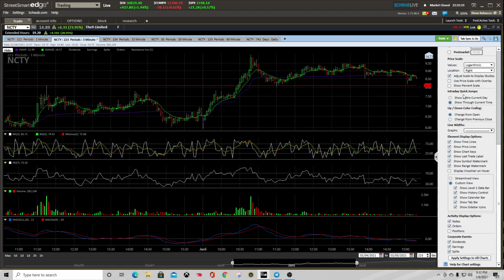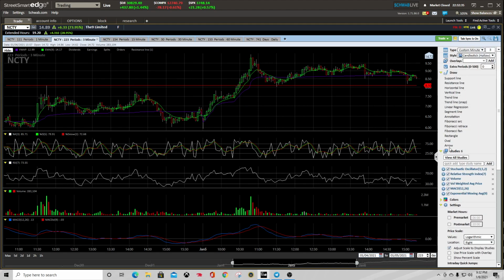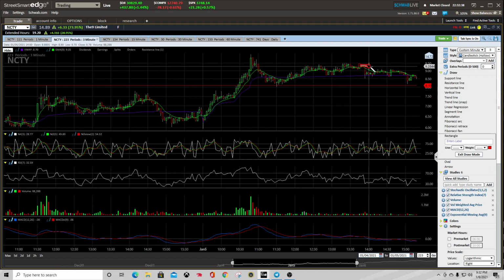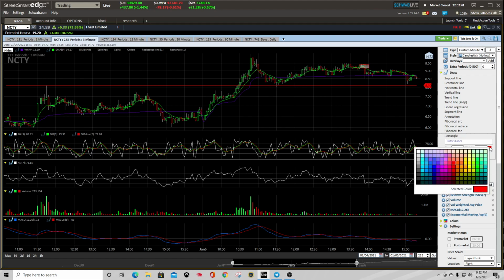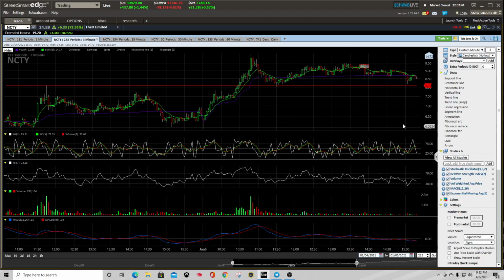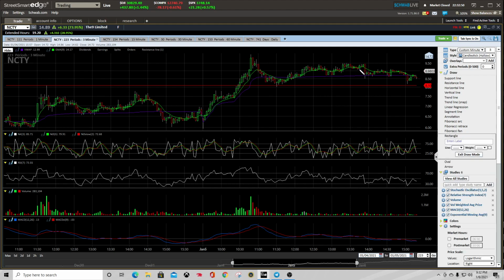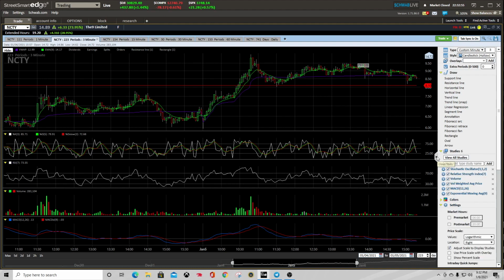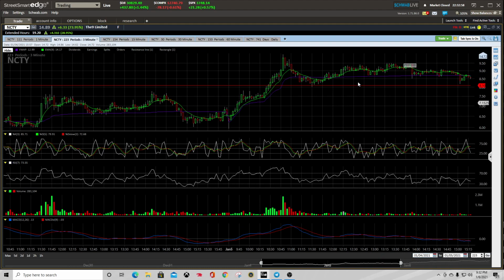Okay, that's my entry. And forgive me for this, I had a glitch on my platform and lost a lot of my settings. And this is Schwab SSE, by the way, Schwab Street Smart Edge. I'm sorry, my English is not very good, I guess. Anyway, so I entered the trade right on this candle, okay?